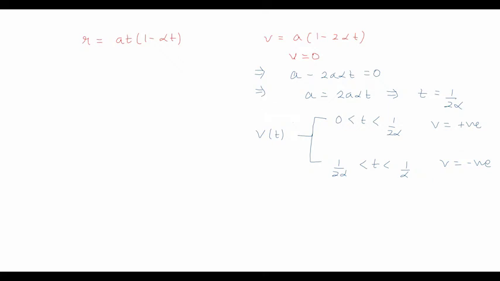So if we wish to calculate the distance traveled in this time, we are calculating it in this way: integration of v dt from 0 to 1 by 2 alpha, and then we add it with the integration of v dt from 1 by 2 alpha to 1 by alpha, and we basically take the mod value for both the equations. That is the positive side. You can understand it in this way.